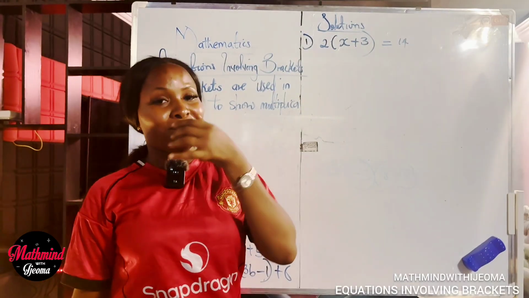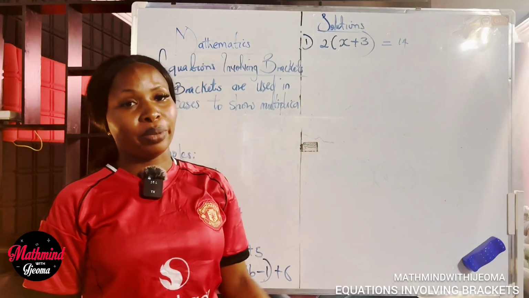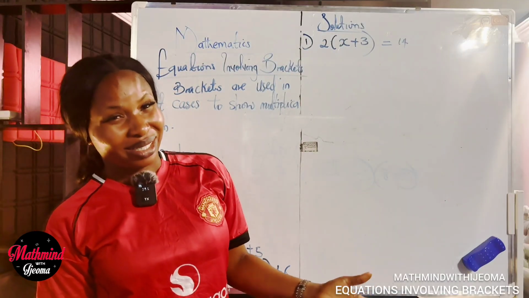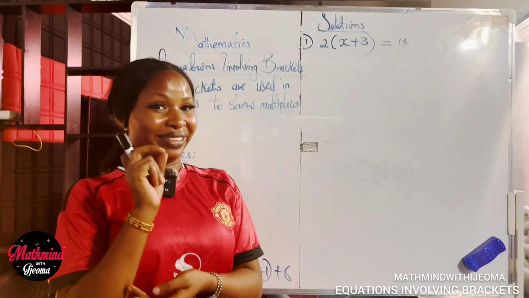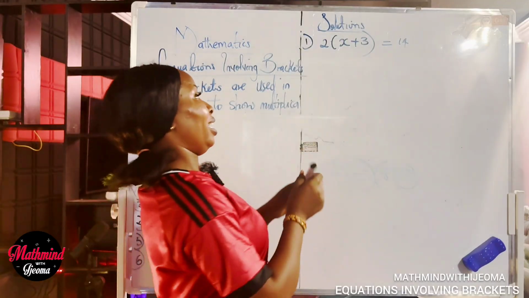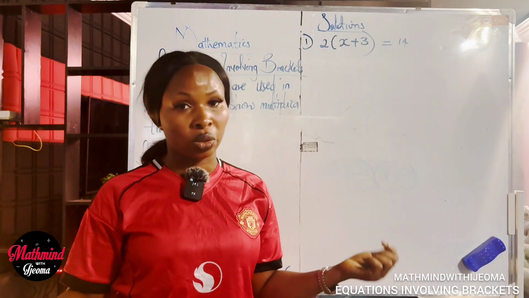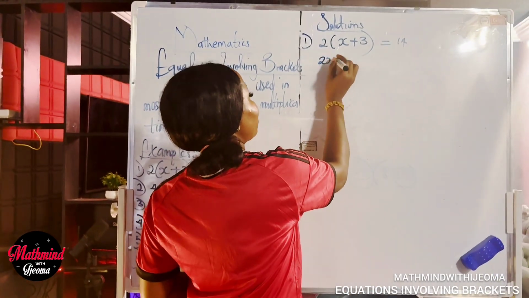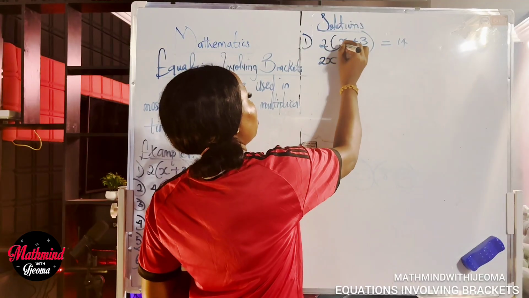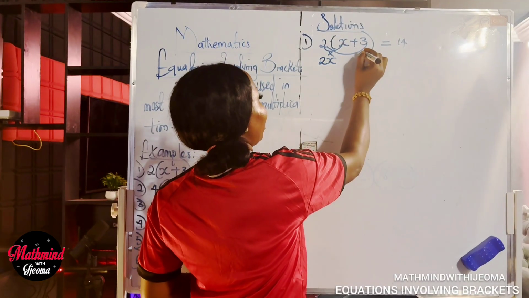What is closest to the bracket? 2. So 2 will open the bracket. How does he open it? Multiplying every term in the bracket. Remember, terms are individual numbers, whether it comes with an alphabet or not. So 2 times x will give us 2x. So this you multiply, and this again you multiply.